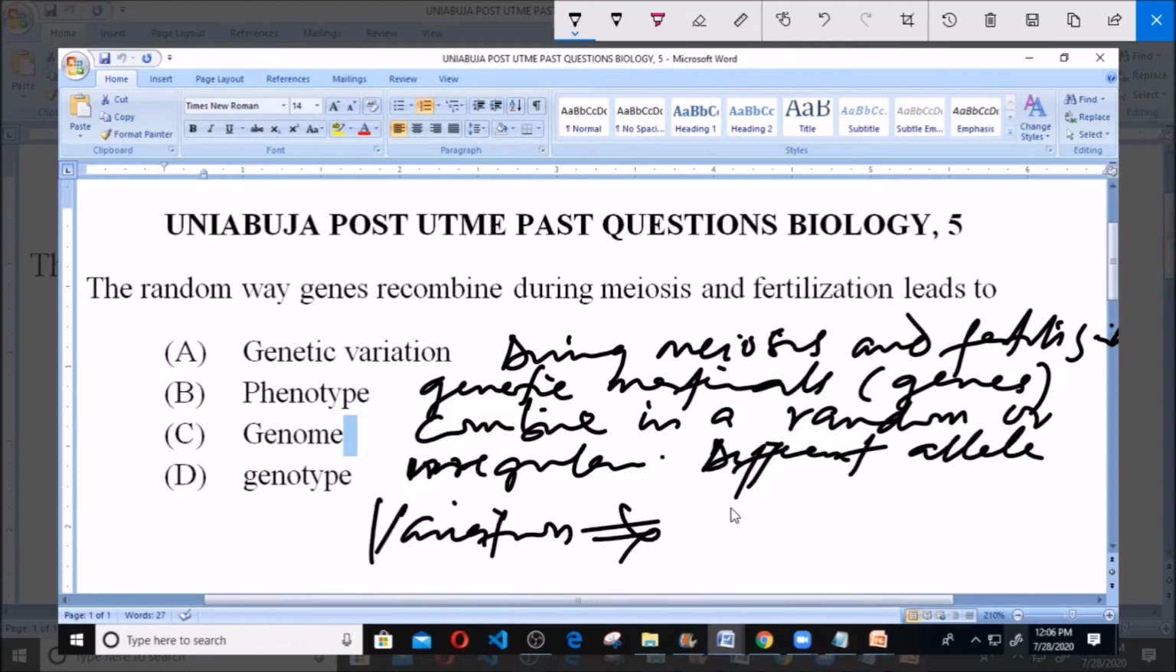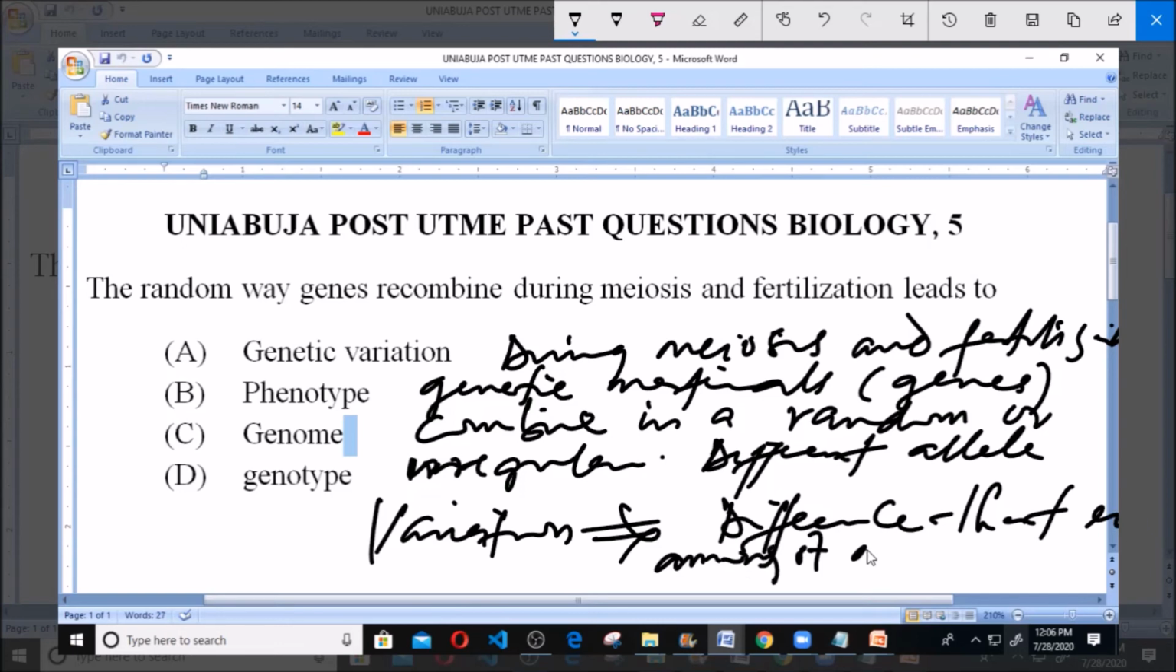Variation is the difference that exists amongst organisms. This difference that exists among organisms, which is called variation, will actually be enhanced when there is independent assortment of genes, which is a random combination of genes to form different types of organisms. So our answer to this particular question is option A, genetic variation. And this is the answer.